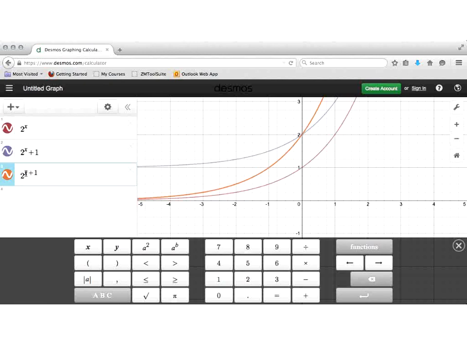Close, yep. He said that we're adding it to the exponent, which is totally true. But there's actually a rule for it.